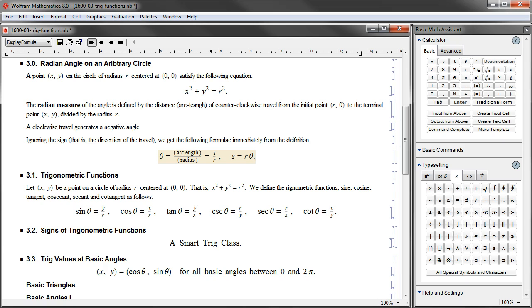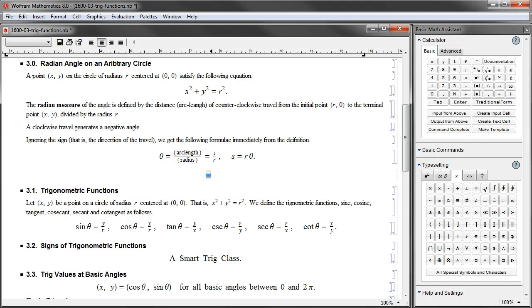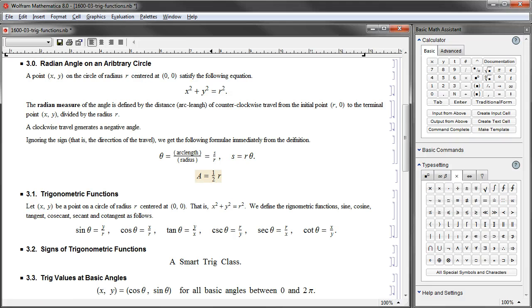But if you throw away the direction and take just the magnitude only, then theta is equal to s over r, arc length over radius. Consequently, s equals r theta. Another formula that I'd like to remind you of was the area of a sector, which is 1/2 r squared times theta, and that's something we discussed in 6.1.